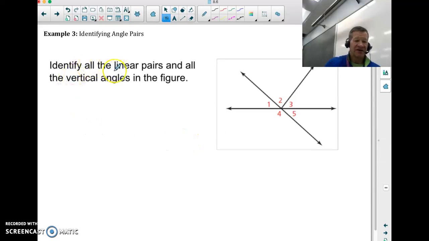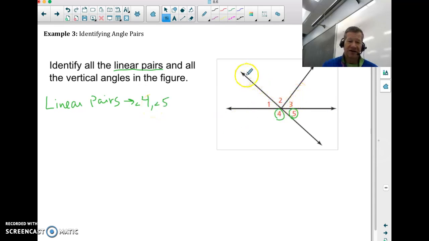So identify all the linear pairs and all of the vertical angles in the figure. Let's start out with linear pairs. Linear pairs have to be adjacent angles whose non-common sides are opposite rays. Here I have a straight angle going straight across. Angles 4 and 5 would be adjacent to one another. They share this side in between, and their non-common sides are opposite rays. So 4 and 5 would be a linear pair.